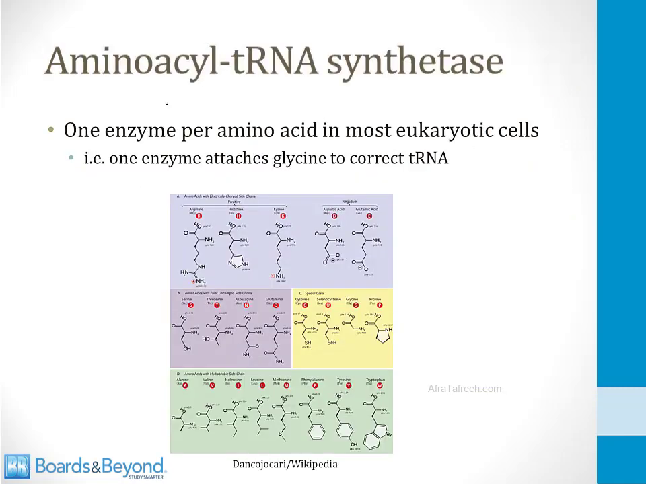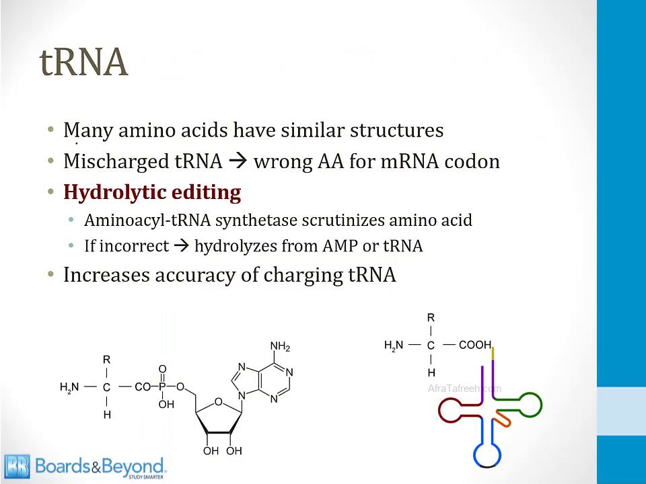In the human body, there are many different forms of the enzyme aminoacyl tRNA synthetase. Shown on the slide here are all the different amino acids, and in general, there is one aminoacyl tRNA synthetase enzyme per amino acid for most eukaryotic cells. In other words, there is one enzyme to attach glycine to the correct tRNA, another enzyme to attach other amino acids to the correct tRNA. Now, many amino acids have similar structures, and if a tRNA molecule were to be mischarged with the wrong amino acid, that could lead to the wrong amino acid being inserted into a protein for a given mRNA codon.